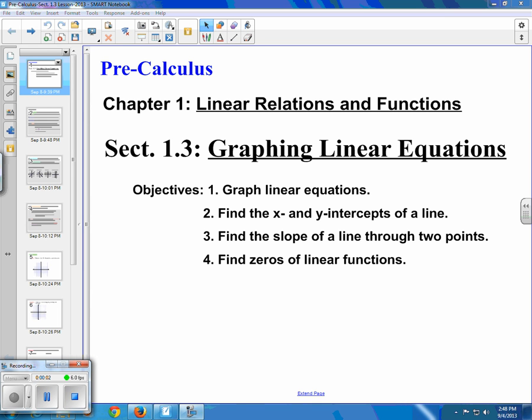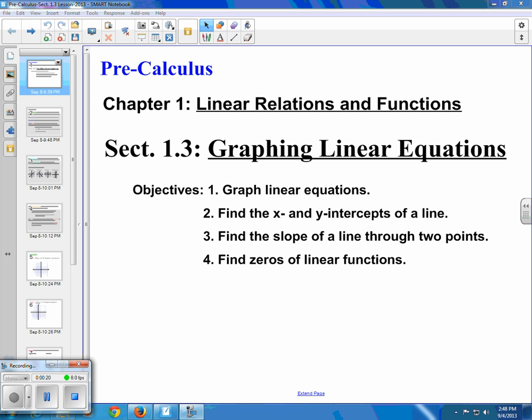Hi everyone. I'm trying to give you a quick overview of some of the review topics that we are covering in Pre Calc and giving you a chance to listen to this and then hopefully work in class on the assignments. So section 1.3 is looking at graphing linear equations.